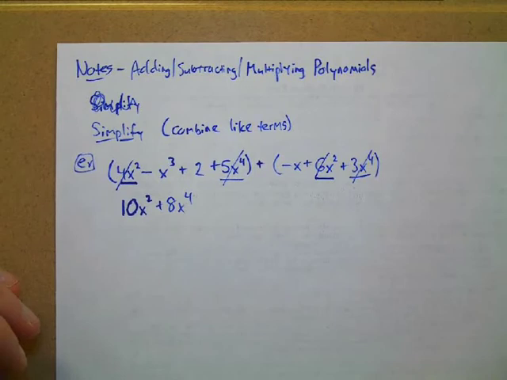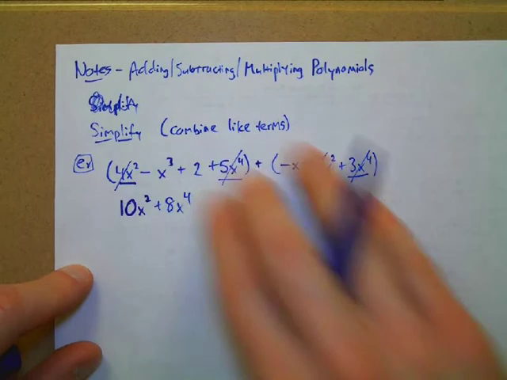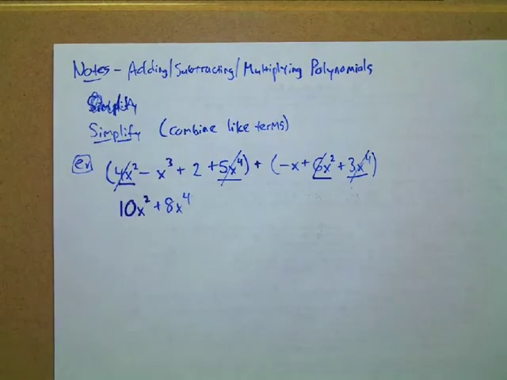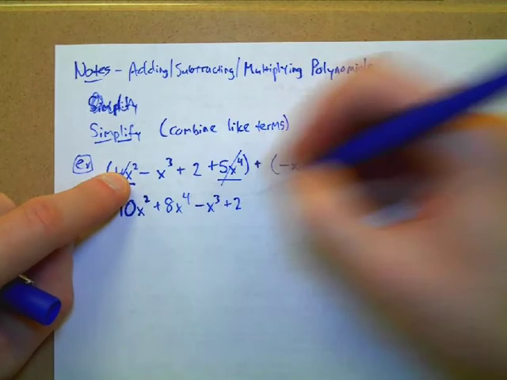What's that? No, that's right. So what do we do with the rest of these things? Add them to the problem. Yeah, we just kind of bring them down, right? Just bring them down along with the rest of the problem here. So I'll have a minus x to the third, I'll have a plus 2, and I'll have that minus x.